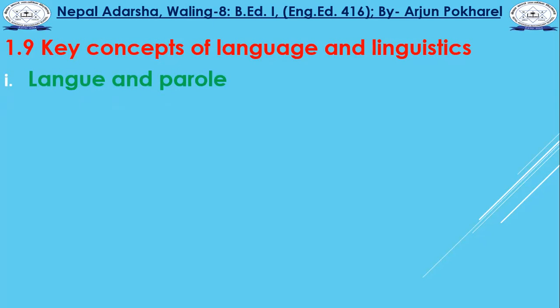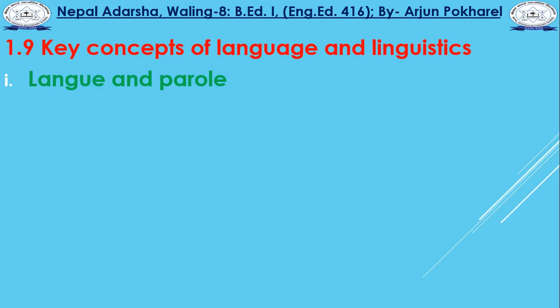Under key concepts of language and linguistics, there are different terms given to describe. The first concept, the first term is what? Langue and Parole, and these are the two opposing views regarding language and linguistics. These two opposing views in language and linguistics are also known as the dichotomies in language and linguistics.